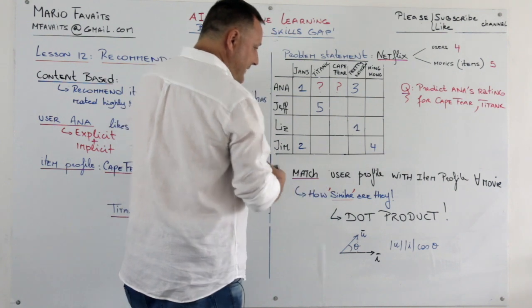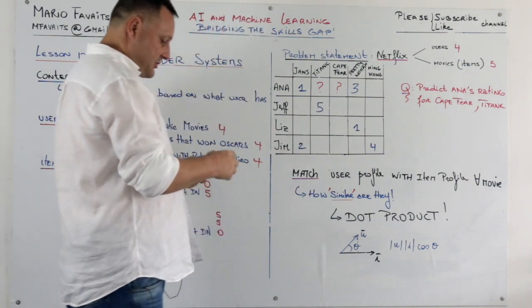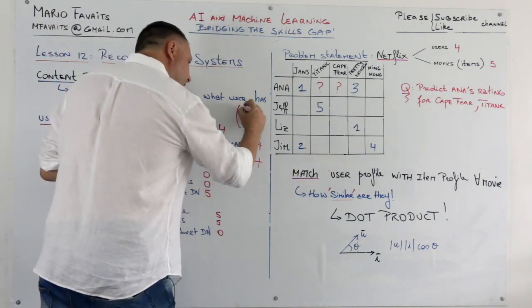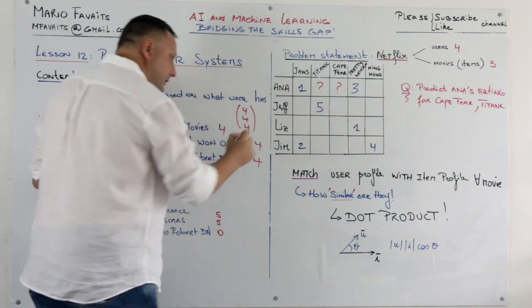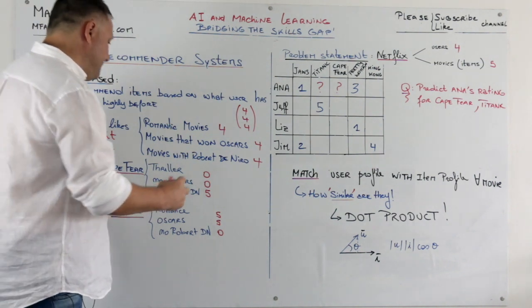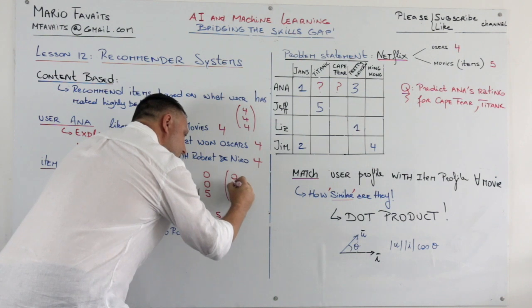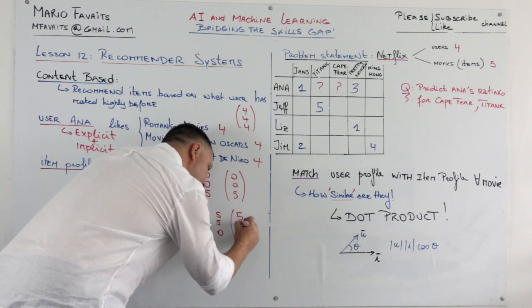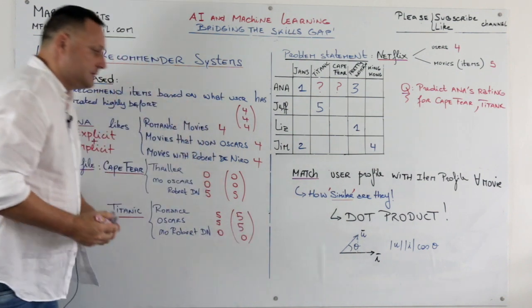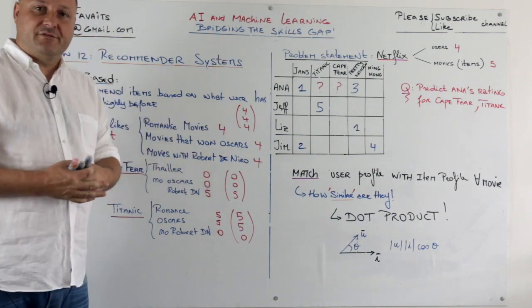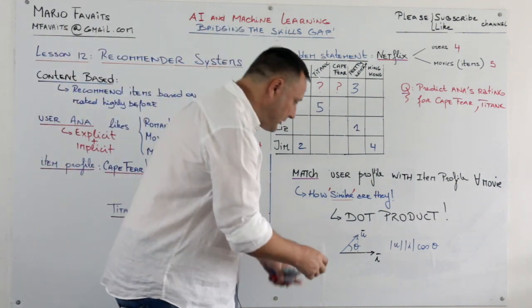But basically you have 2 vectors. Let me show you that all of these are vectors. The user profile is the vector 4, 4, 4. Just see a vector as a column of numbers. The profile for Cape Fear is 0, 0, 5. And the profile for Titanic is 5, 5, 0. So now we need to see how similar these vectors are. And that we do with the dot product.